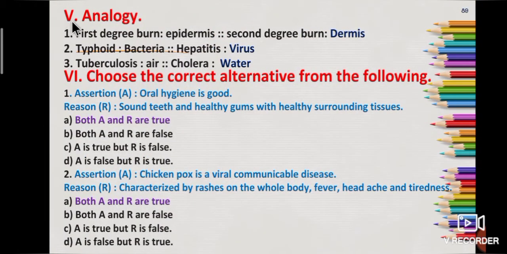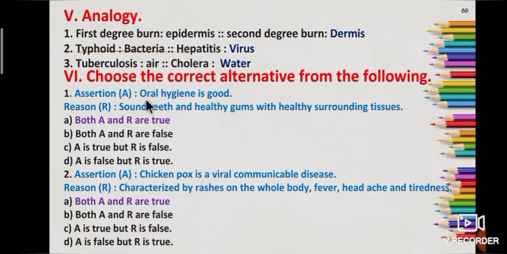Fifth Roman letter, analogy. First one, first degree burn is called epidermis. Second degree burn is called dermis. Second one, typhoid caused by bacteria. Hepatitis caused by virus. Third one, tuberculosis spread from air. Cholera spread from water.